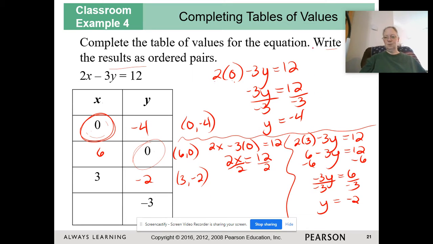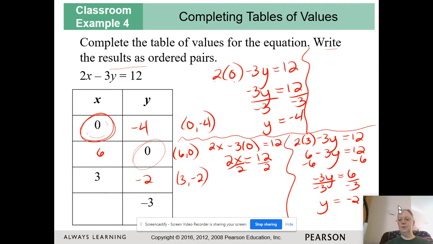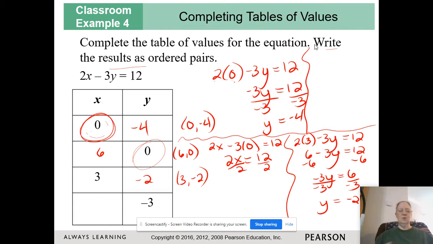And then one last one. I'm not sure I have room here. Let me move the picture down here. Let's see.